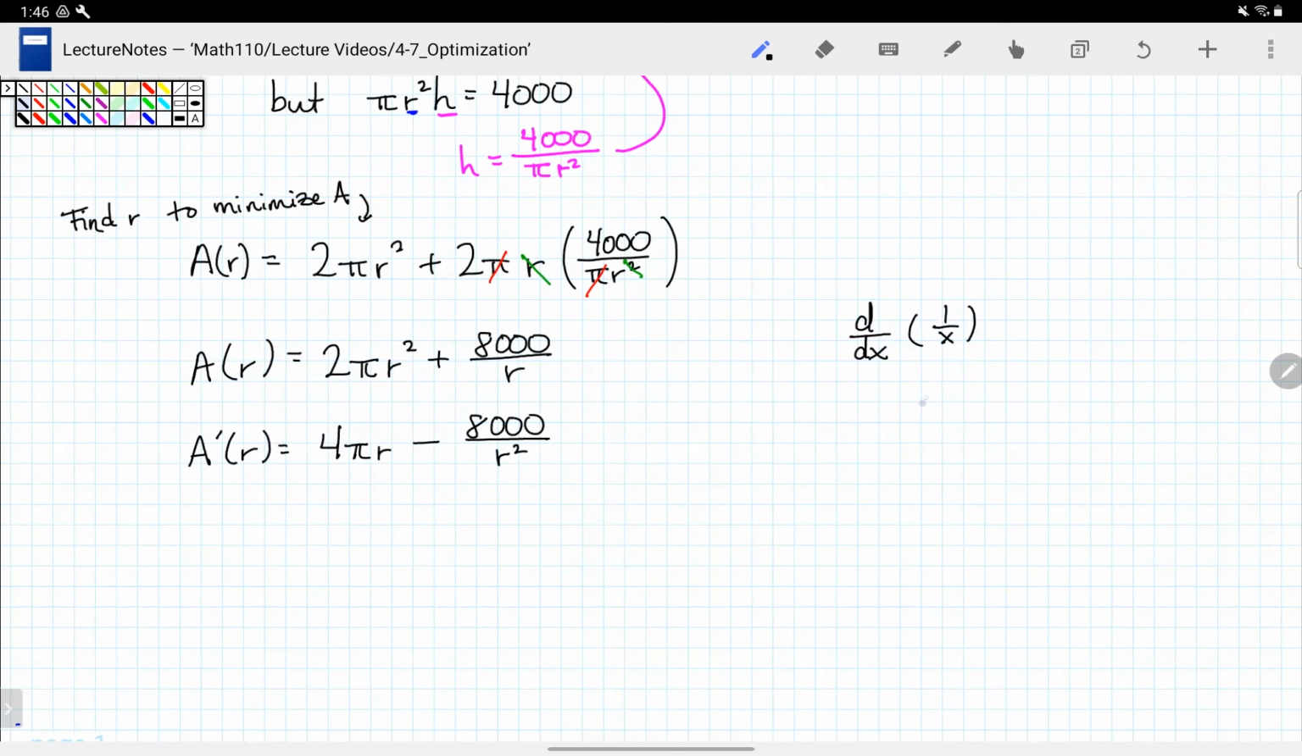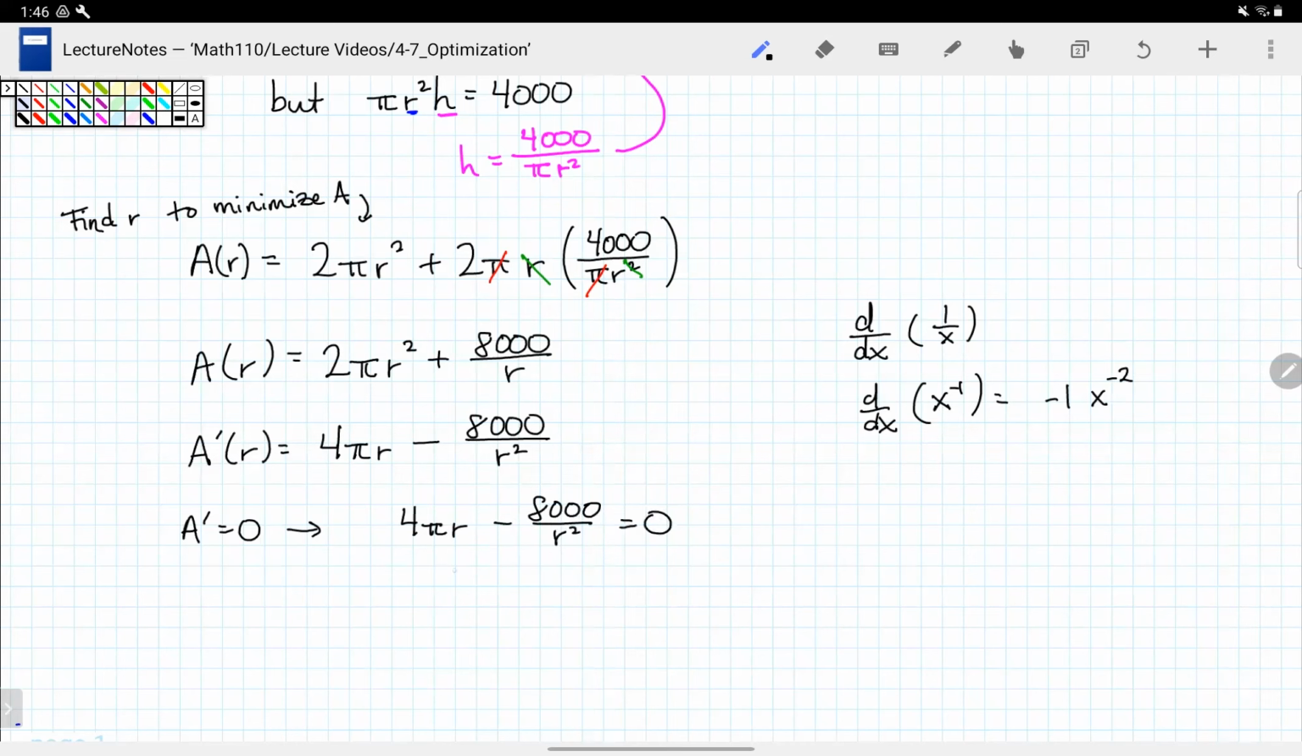So remember the derivative with respect to x of 1 over x. This is the same as x to the minus 1. That's -1 times x to the minus 2, right? So that's where I get the negative there and the 2 exponent. All right. So now we set A prime equals 0. So we need 4 pi r minus 8,000 over r squared equals 0.